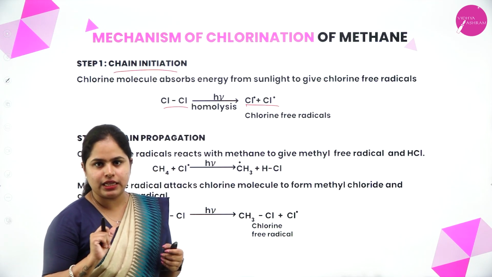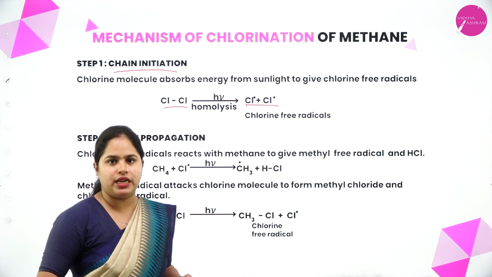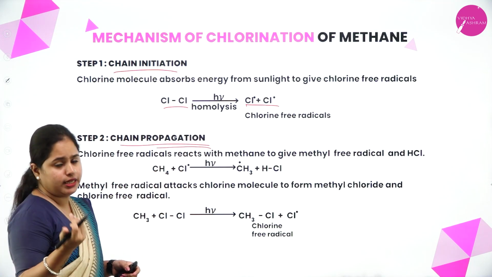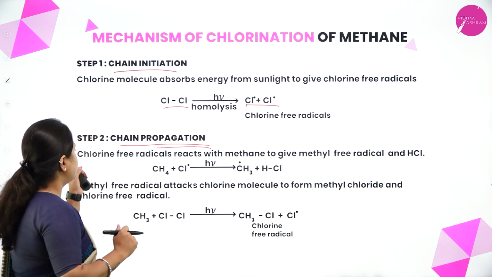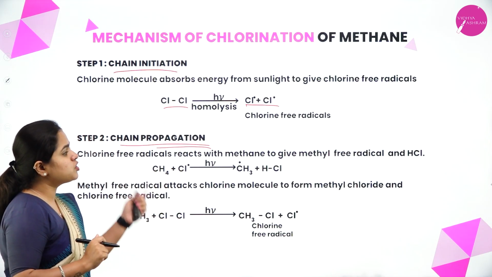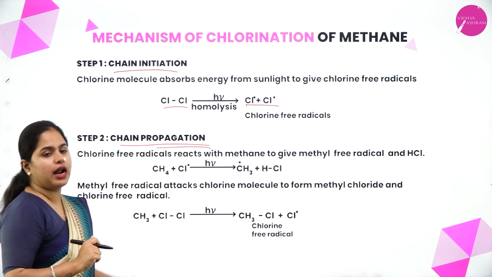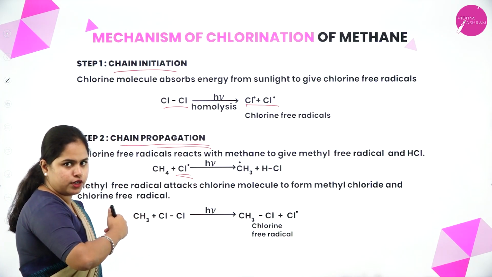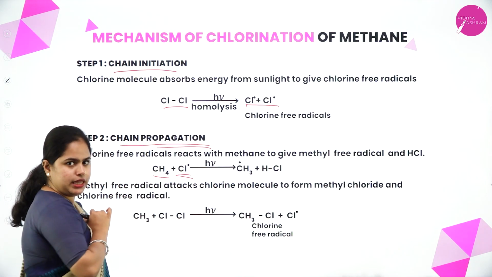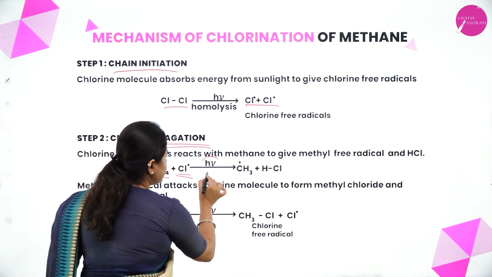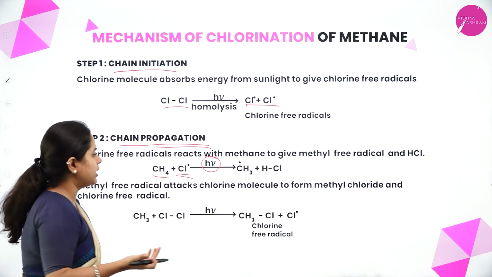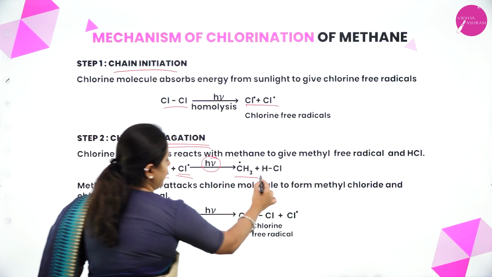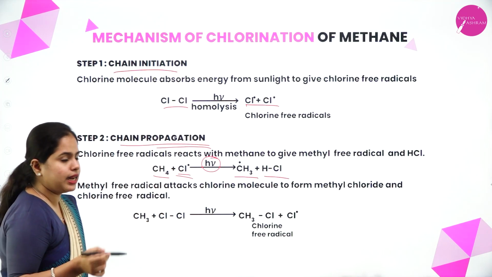So, you got your radicals. Now, it is going to undergo a chain reaction. That means the next step is propagation. First is initiation, second one is propagation. Chlorine free radical reacts with methane to give methyl free radical and HCl. So now this chlorine free radical which is formed in the first step will react with methane. This h nu stands for light. And it forms CH3 radical and HCl.